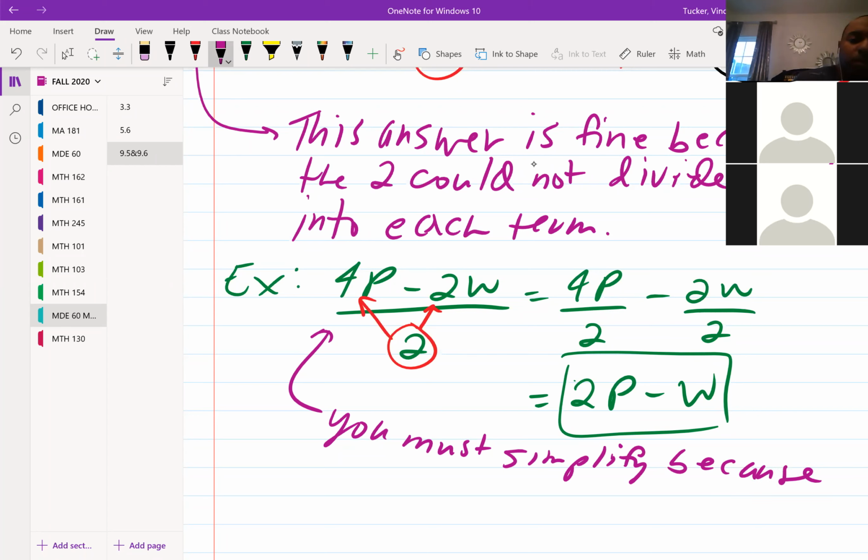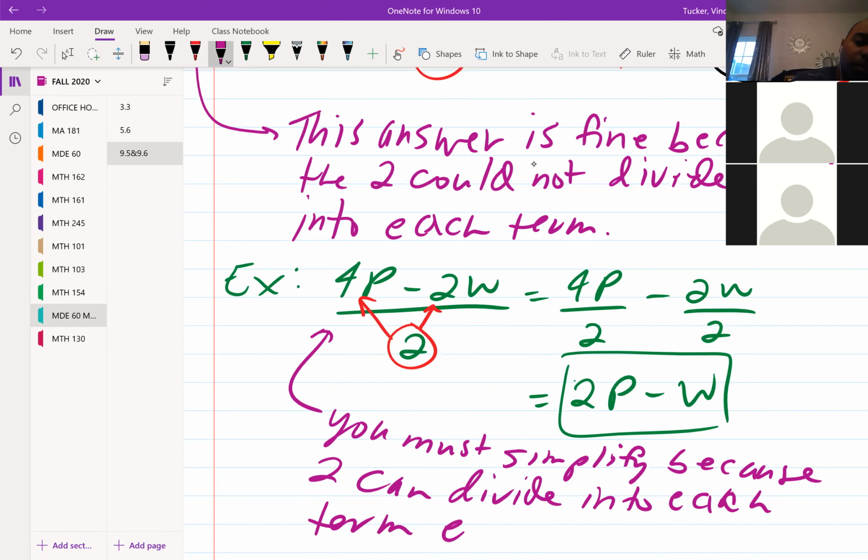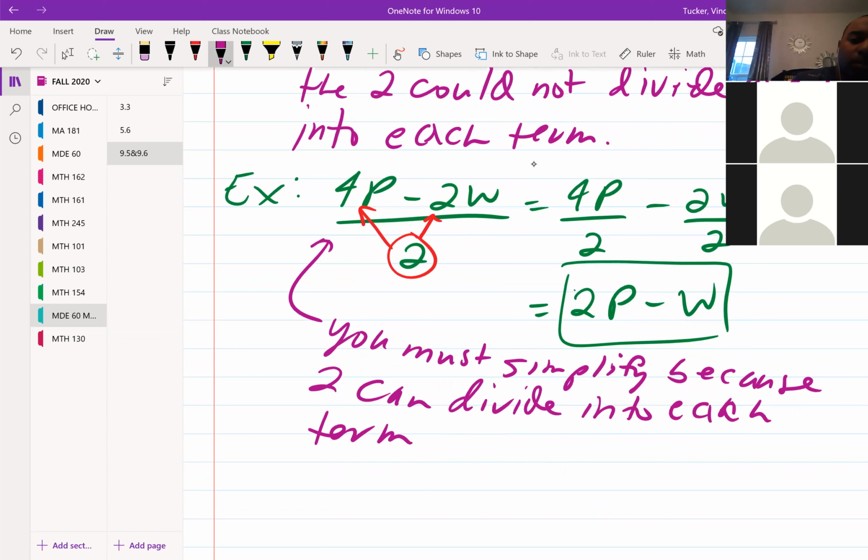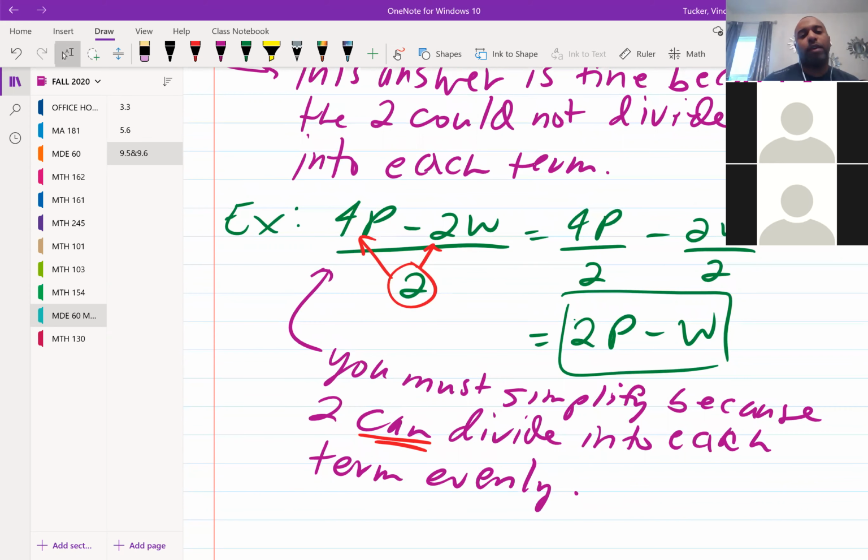Oh, okay, I got it. Because the 2's cancel out on that side of the W, and 2 goes into 4 twice. Okay. Mm-hmm. All right. So, like I said, you must simplify because the 2 can divide into each term evenly.